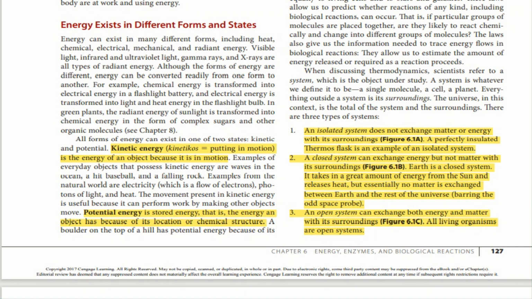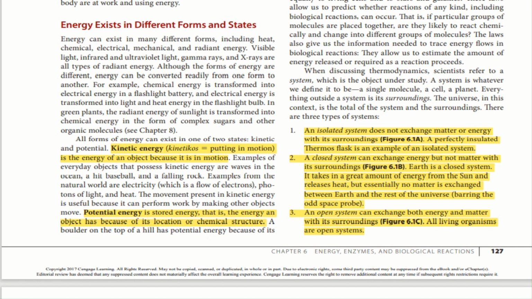Three systems we must know is isolated system, closed system, and open system. Isolated system does not exchange matter or energy with its surrounding. A perfectly insulated thermos flask is an example of an isolated system. Then we have closed system. Closed system can exchange energy but not matter with its surrounding.